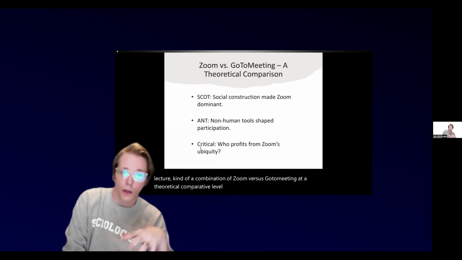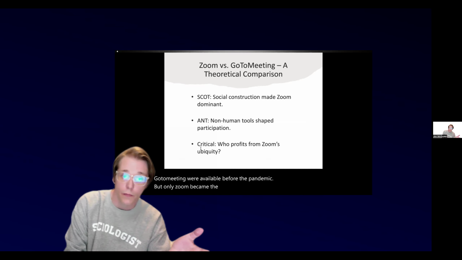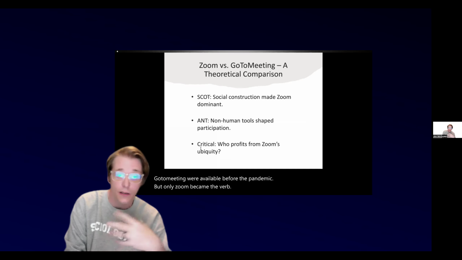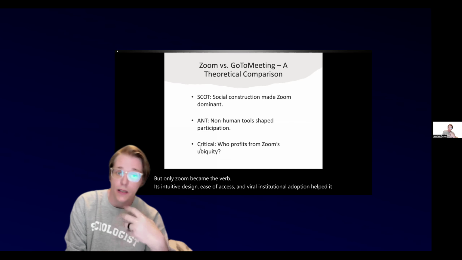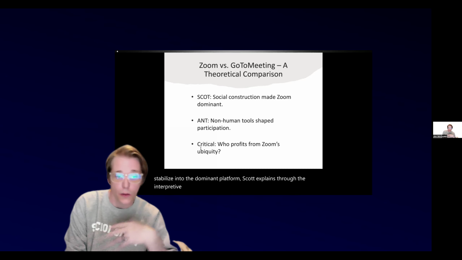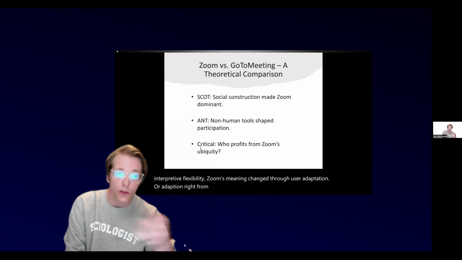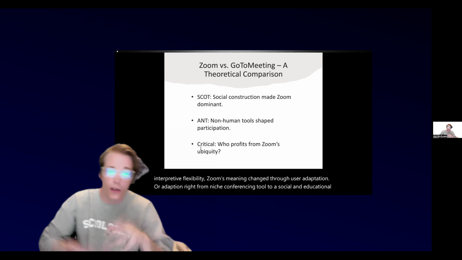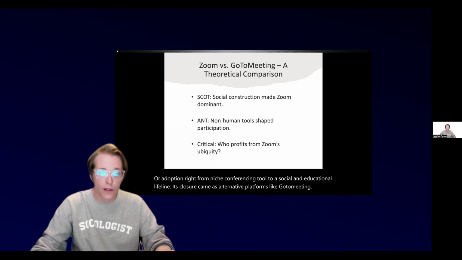Both Zoom and GoToMeeting were available before the pandemic, but only Zoom became the verb. Its intuitive design, ease of access, and viral institutional adoption helped it stabilize into the dominant platform. Scott explains through interpretive flexibility, Zoom's meaning changed through user adaptation, right? From niche conferencing tool to a social and educational lifeline. Its closure came as alternative platforms like GoToMeeting faded from relevance.